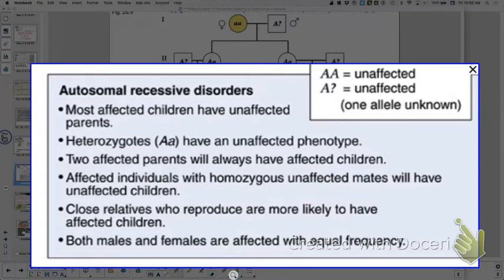Okay, can I jump in here on the third bullet? Can you give me an example with eye color for this one? Blue-eyed parents will always have a blue-eyed child. Okay, keep going. I'm just making sure I understood that.